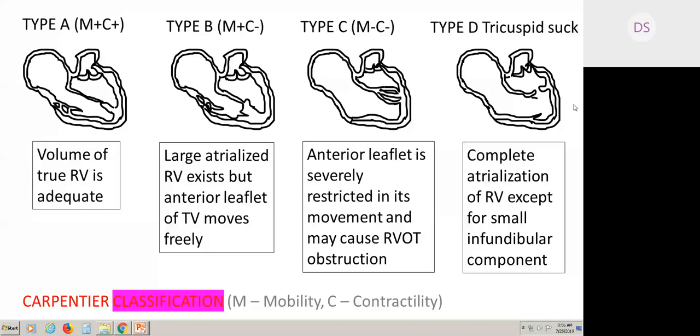And type D is an extreme form, which is called tricuspid sac, where you have complete atrialization of the RV cavity and only a small part of the RV outflow tract is remaining as functional RV. So based on the degree of displacement, the Carpentier classification says that you can have type A to type D. And this understanding is important because the type of surgery considered for these kids and the prognosis is based on the degree of displacement, the mobility of the leaflet, and the size of the functional right ventricular cavity.